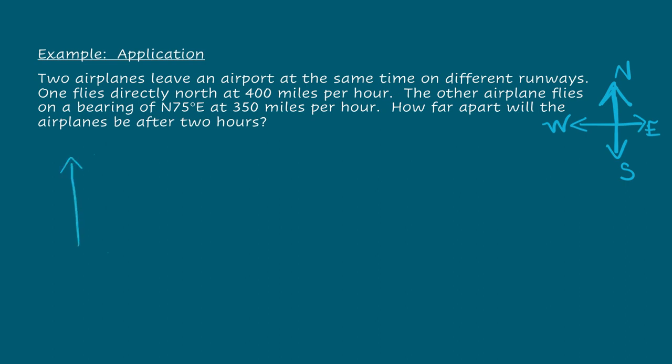All right, I got a plane going north. That's north. And that is going to be a distance of 800 because we've gone 2 hours at 400 miles per hour. And then I've got another plane that's going off of north, but going northeast with an angle of 75 degrees. So we're going to call this 75 degrees right here.